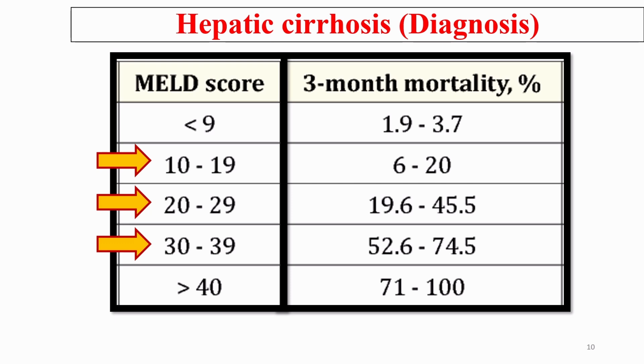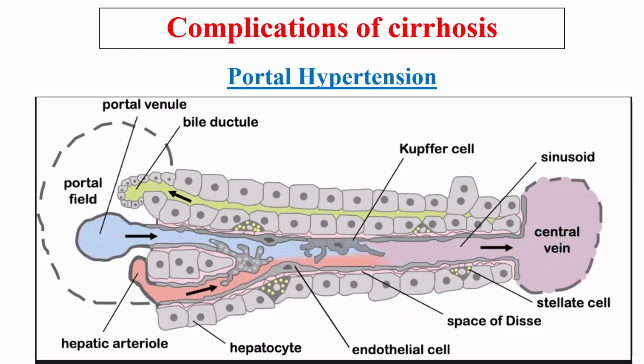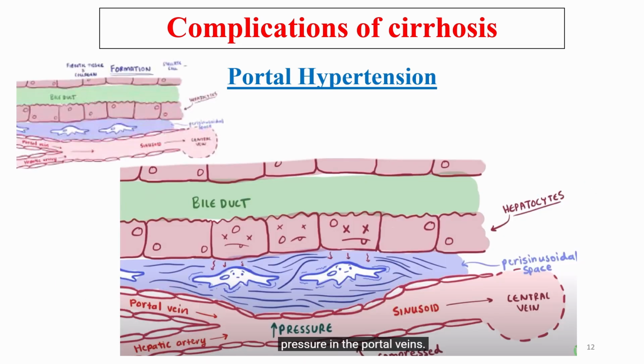One of the major consequences of cirrhosis is portal hypertension, which refers to increased blood pressure within the portal venous system, the major vein carrying blood from the digestive organs to the liver. Scar tissue from cirrhosis blocks normal blood flow through the liver, forcing blood to seek alternative routes. This creates back pressure and leads to many complications.